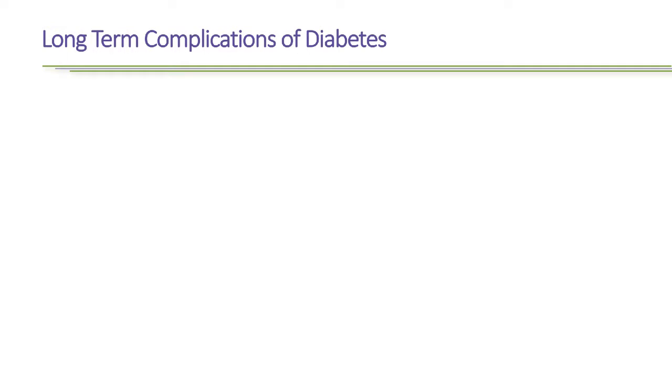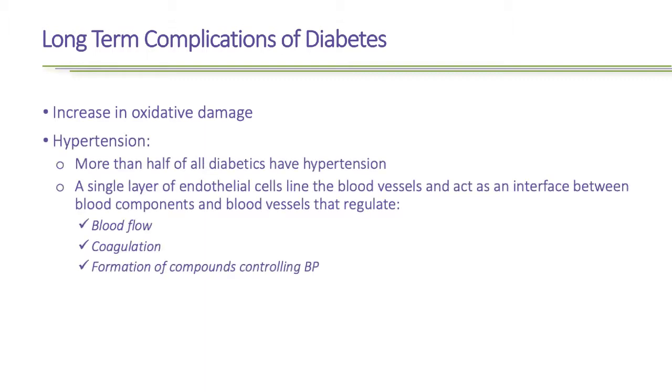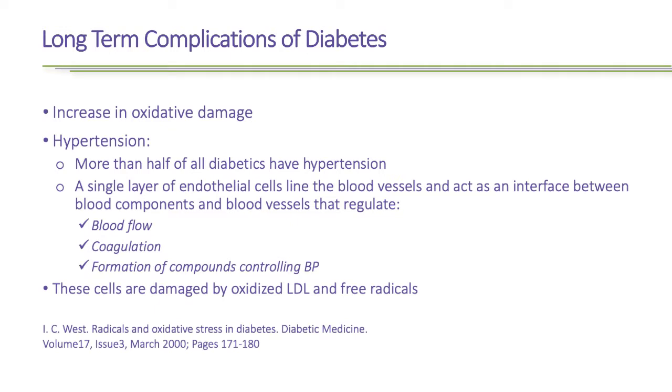Long-term complications of diabetes are basically caused by oxidative stress. More than half of all diabetics have hypertension. There is a single layer of endothelial cells that line blood vessels and act as an interface between blood components and blood vessels that regulate blood flow, coagulation, and formation of compounds that control blood pressure. These endothelial cells are damaged by oxidized LDL and free radicals, and hence can cause hypertension.